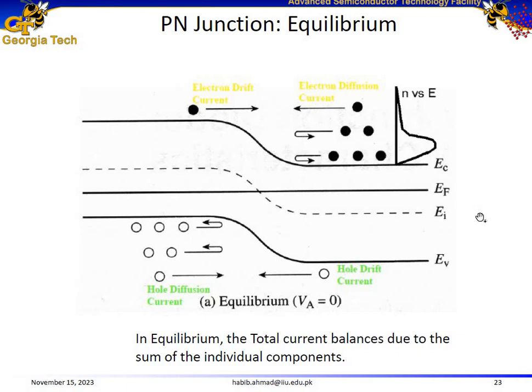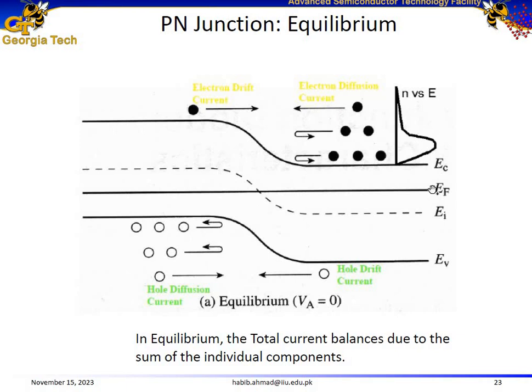As we already discussed, the fundamental building block of a solar cell is a p-n junction. So let us revisit some of the concepts of a p-n junction. In a p-n junction, we have a p-type layer on the left. We know this because the Fermi level is close to the valence band. And we have an n-type layer on the right. We know this because the Fermi level on the right is close to the conduction band.